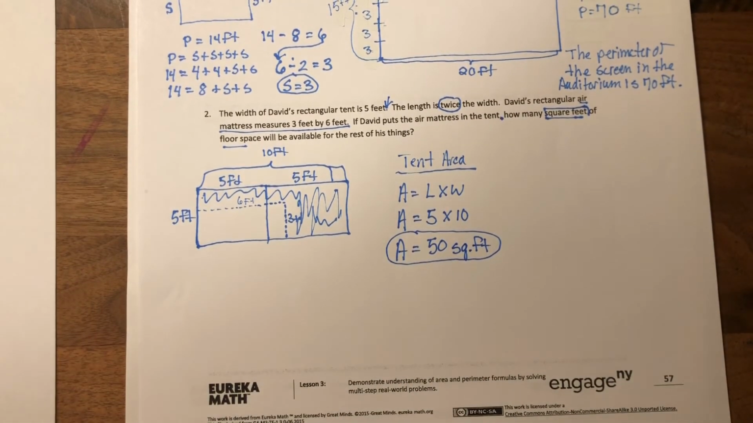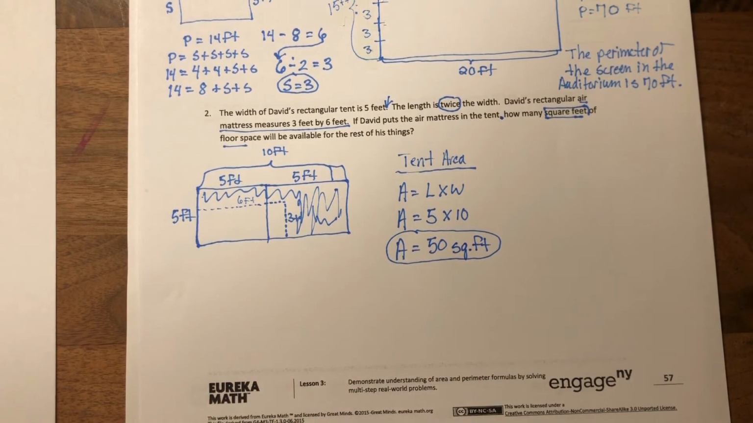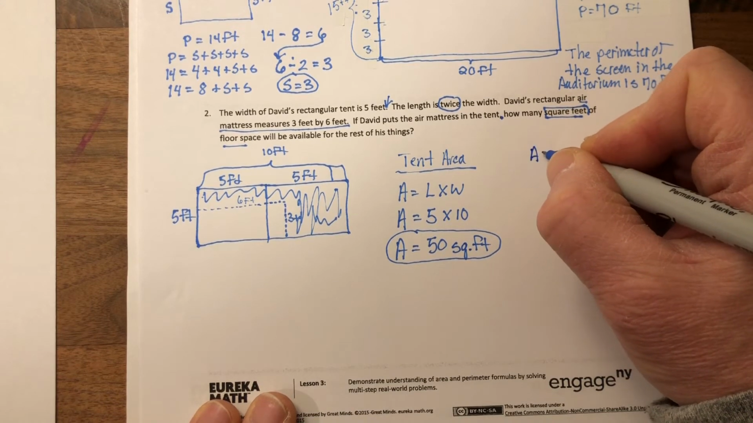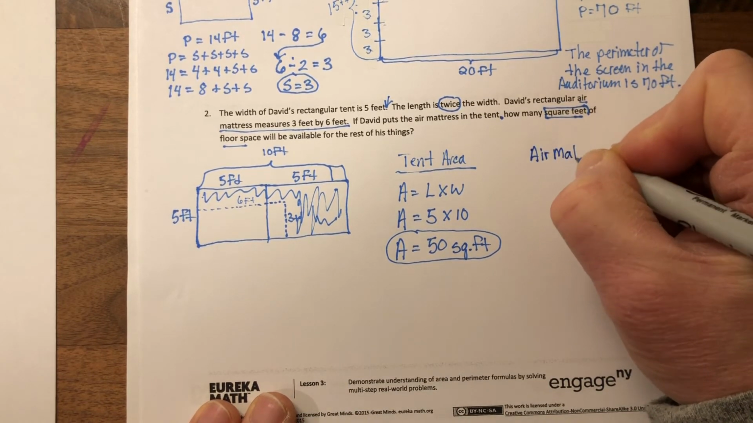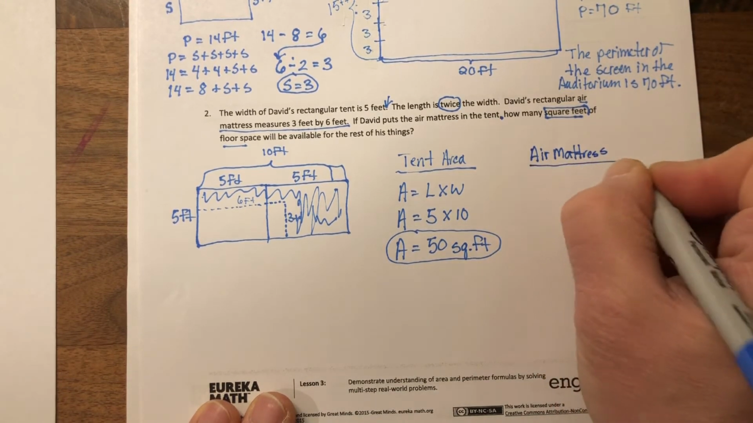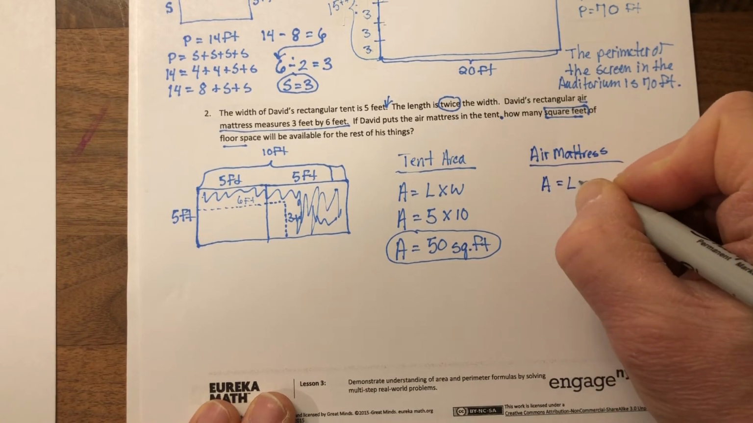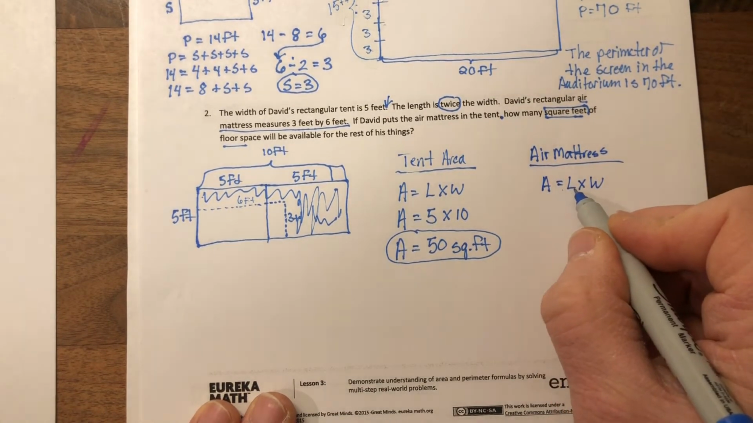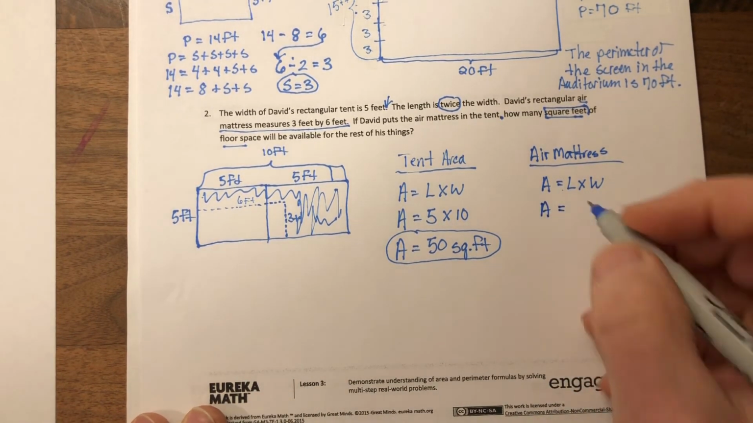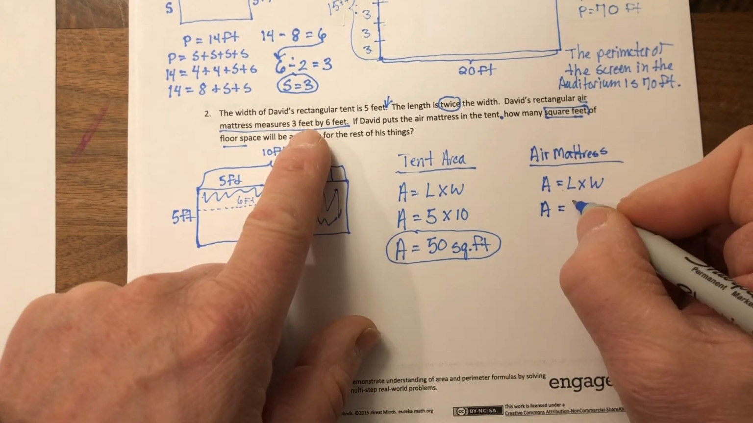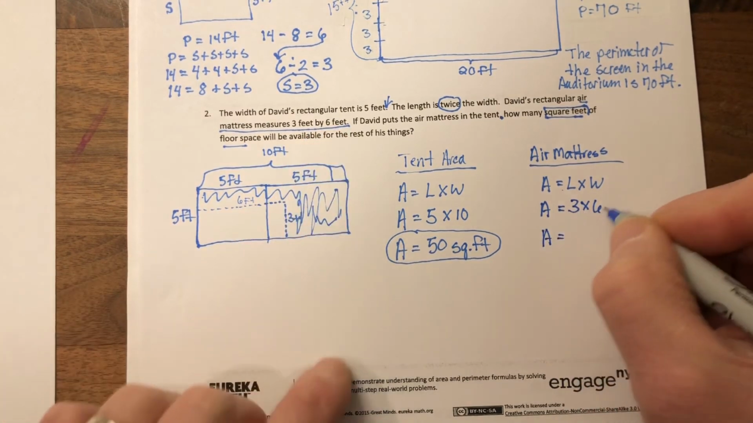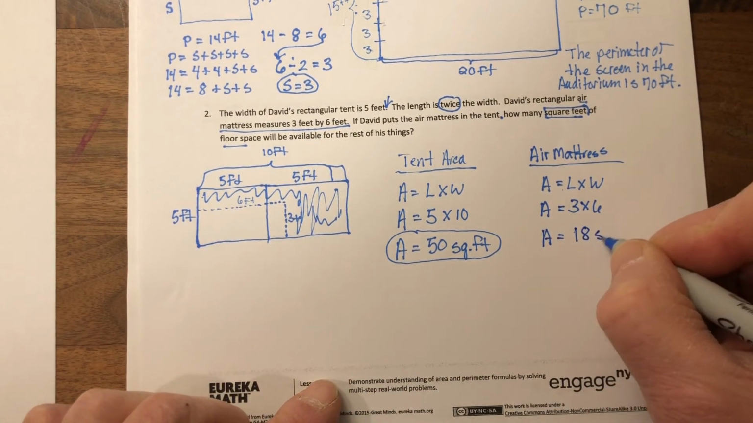Now let's find out the area that the mattress takes up. So that's the mattress. So air mattress. Okay, again, write down the formula first. Area equals length times width. A equals L times W. All right, now we fill in the real numbers. Area is equal to length, 3 feet, by width, 6 feet. Area is equal to 3 times 6, which is 18 square feet.